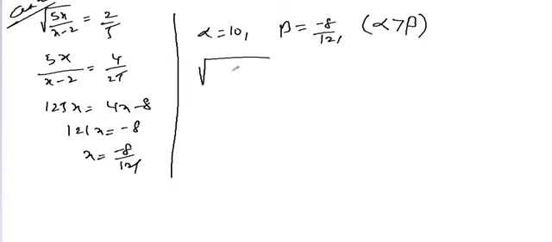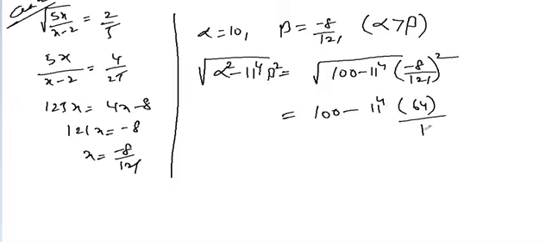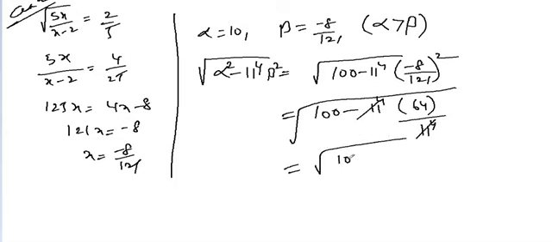Now we find the value of √(α² − 11⁴ β²). That is α² = 10² = 100, minus 11⁴ times β², which is (−8/121)². That equals 100 minus 11⁴ times 64/121², where 121 squared is 11⁴. The 11⁴ cancels, so it equals the square root of 100 − 64, which is root 36, and root 36 is equal to 6.